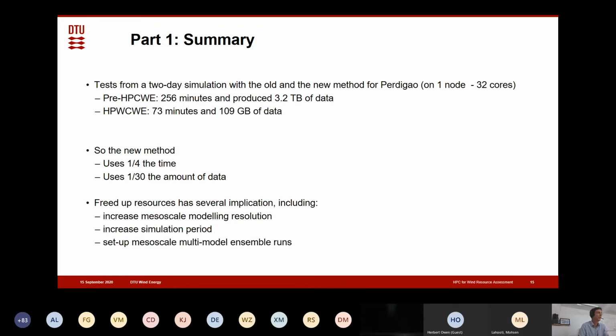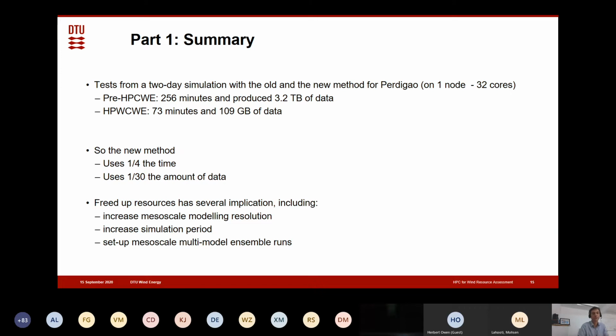Here are tests from a 2-day simulation with the old and the new method for the Pedagao case on one node with 32 cores. Pre this project, it would take 256 minutes and produce 3.2 terabytes of data. But within this project, it's now 73 minutes and 109 gigabytes of data instead. So the new method has multiplied the time by 1/4. We're using 1/4 of the time, and we're producing 1/30th of the amount of data. This is a big saving when using this method.